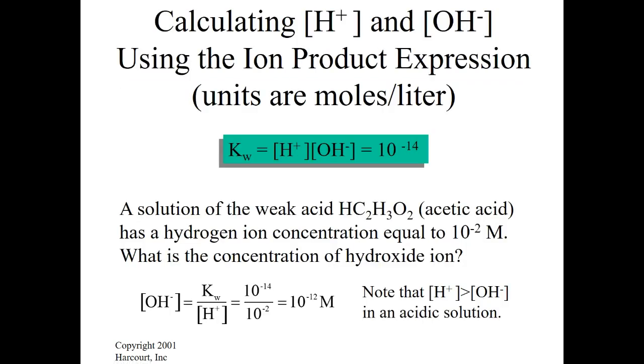So we could do calculations like this. If we know one, we can find the other. So if I know that H plus is 10 to the minus 2, and I know totally they have to equal that, then I know the other guy has to be 10 to the minus 12.